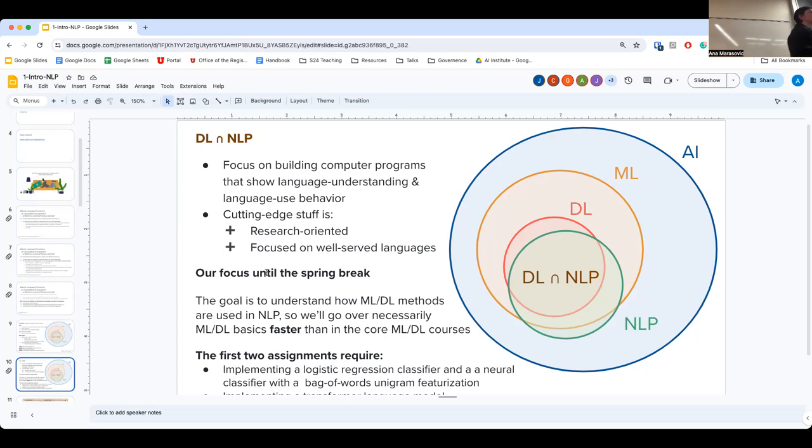When we get to the part of instruction fine-tuning and RLHF, now we are in a more cutting-edge territory, and this is something that's more relevant if you are looking at understanding what large language models of today are, and if you are interested in the research aspect of NLP. If you want to build an application, you don't necessarily need RLHF and instruction fine-tuning. So before our spring break, we are going to get into this more cutting-edge stuff.